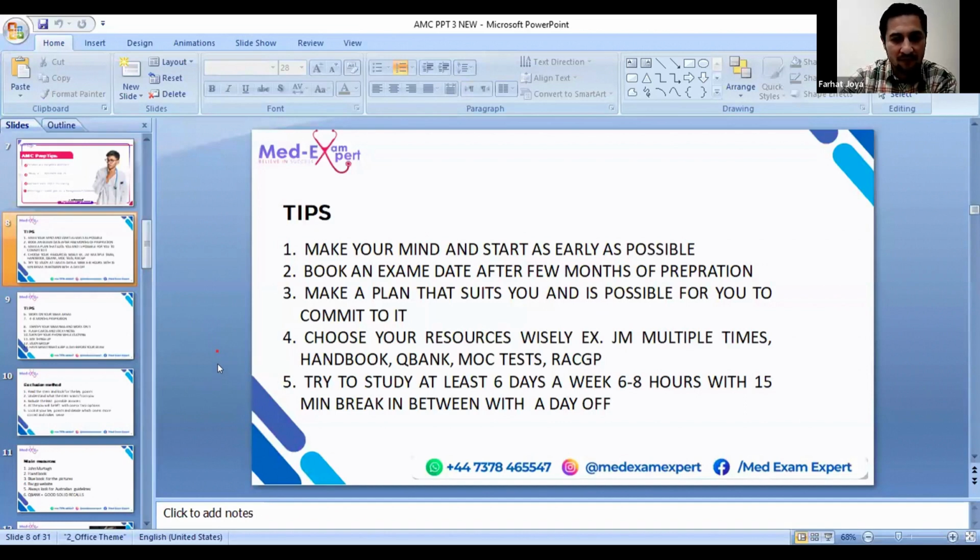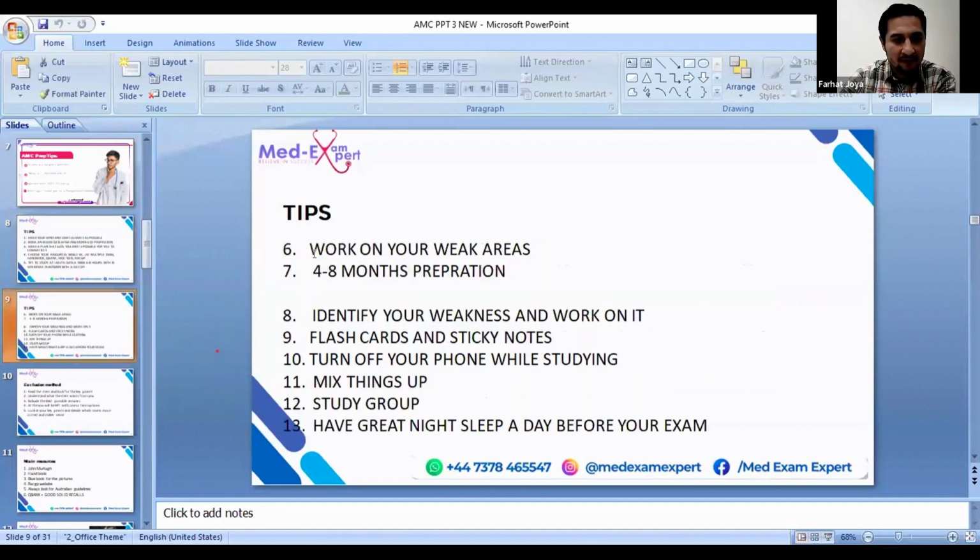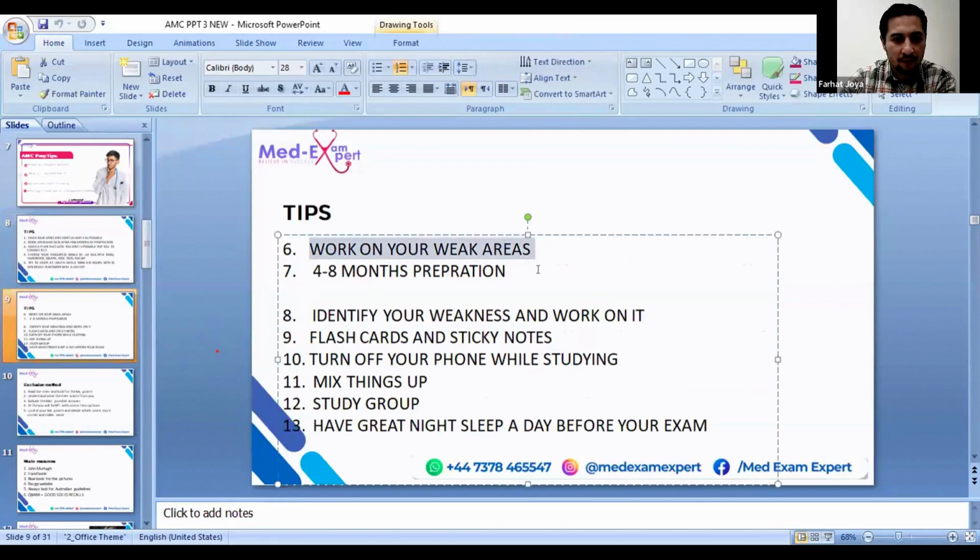So the best way to study is like 50 minutes and take a 10 minute break, or 45 minutes and take a 15 minute break. That will be much better. And we are talking about both the quality and the quantity of the study hours. The next thing is to work on your weak areas. If you have problems with pediatrics, work on that one.